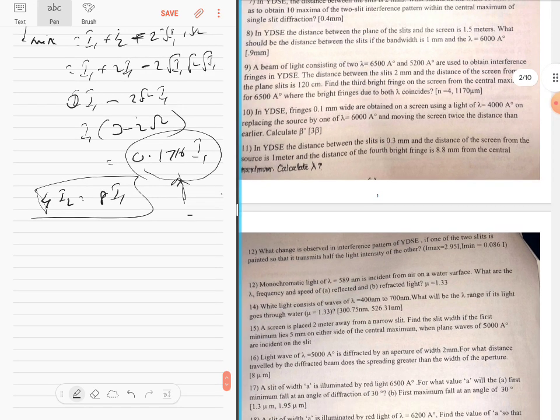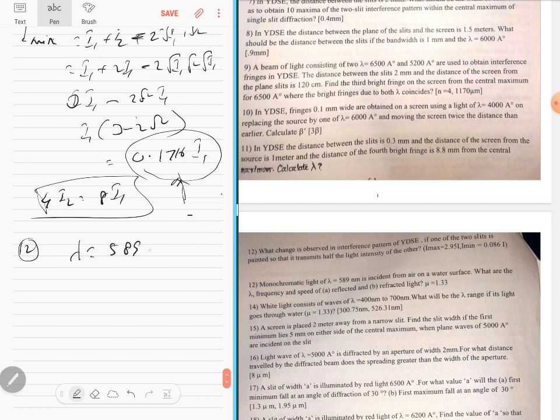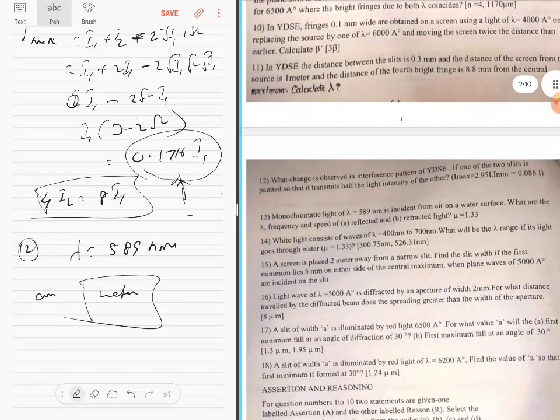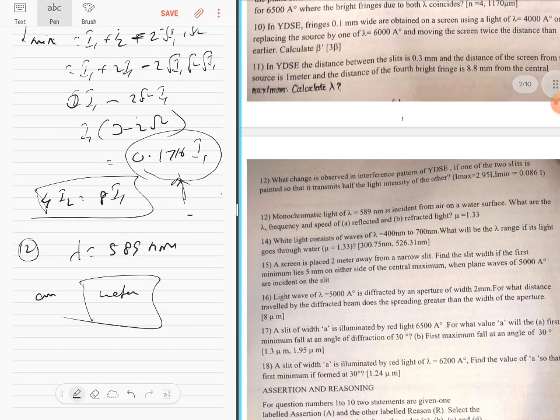Okay, so let's go to the 12th question. A monochromatic light of wavelength lambda equal to 589 nanometer is incident from air on a water surface. What are the wavelength, the frequency and the speed of the reflected and the refracted light?